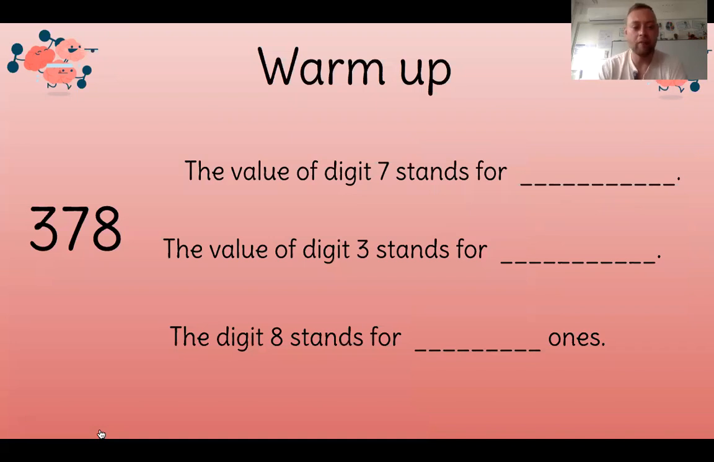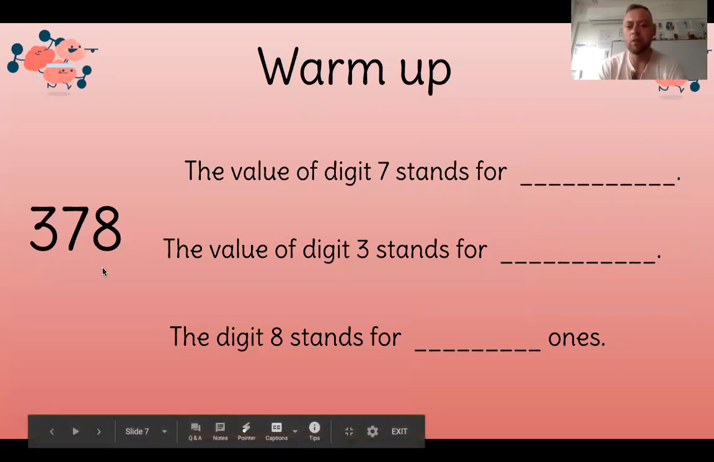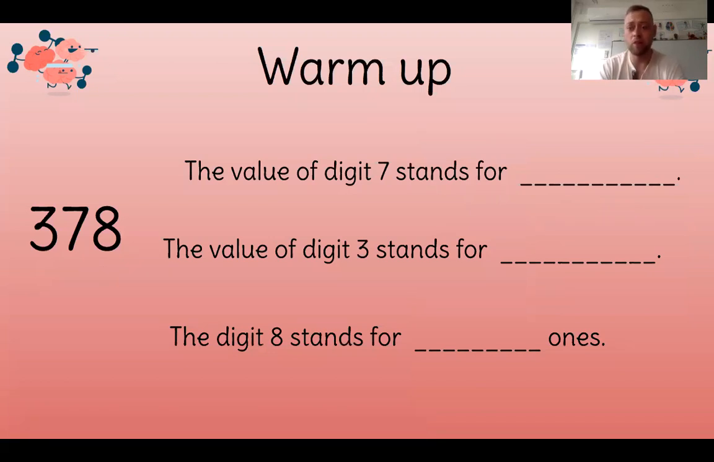Here we have a number. So I'm hoping that you can all tell me what this number is. I'm hoping that you can all write this number in words. So this number is 378. And I always like to scribble all over my work just to remind me. So I'm going to put this. Now this is the place value. So we have our ones, we have our tens, and we have our hundreds.